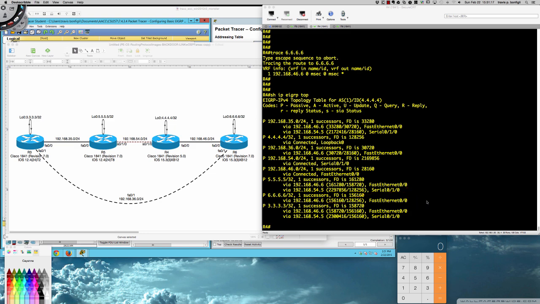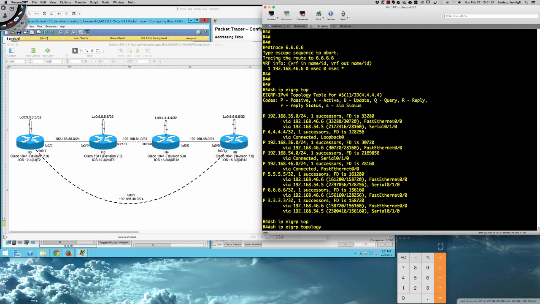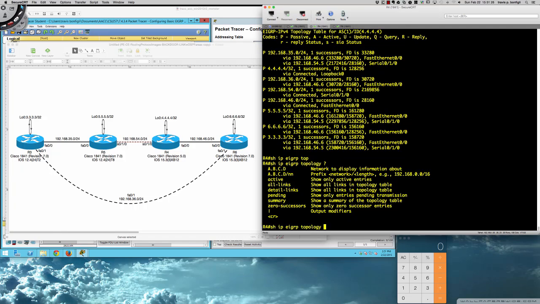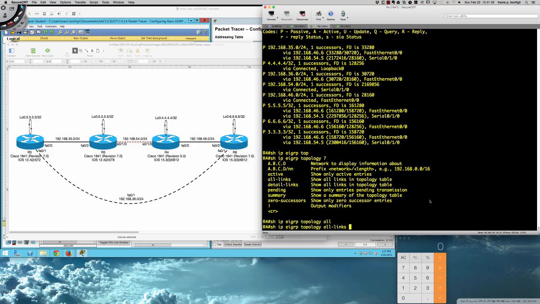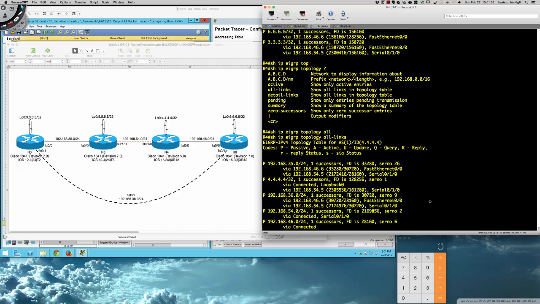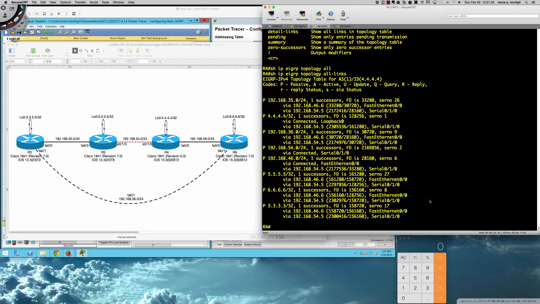So here's what we're going to do. And this is a command from chapter 7. It's show ip eigrp topology. If we do the question mark, you can see we want to see all-links, right? So what all-links is going to do is it's going to show us the topology table in the format where we have every possible route, whether it's a feasible successor or not.